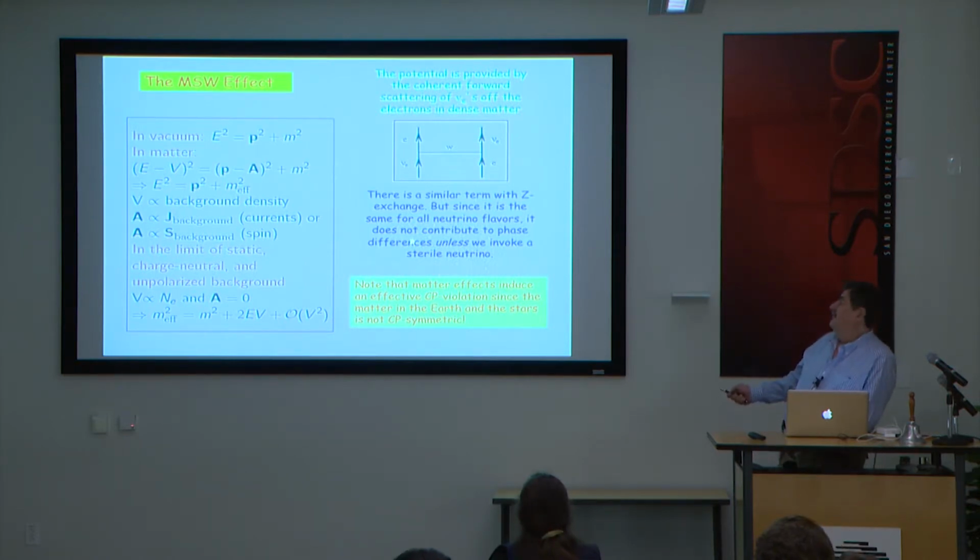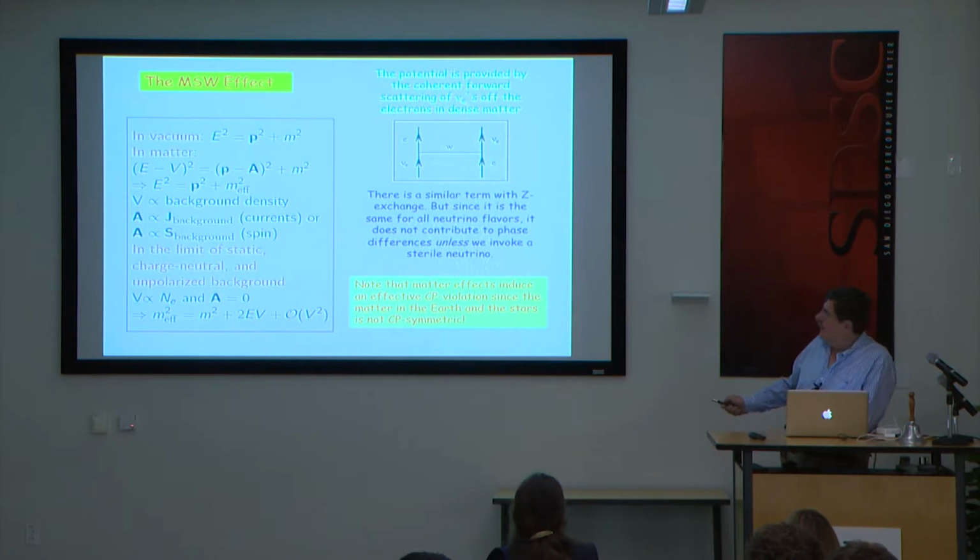Of course, there's another thing. This Z exchange term does not contribute to a sterile neutrino. So that's another place where you have to be careful. But if you ignore all those, if you say, well, I'm in the sun, not in a star, the density is low enough that I don't have to worry about the loop corrections, which is fine in the sun, and you ignore the sterile neutrino, then you can ignore the Z exchange term.